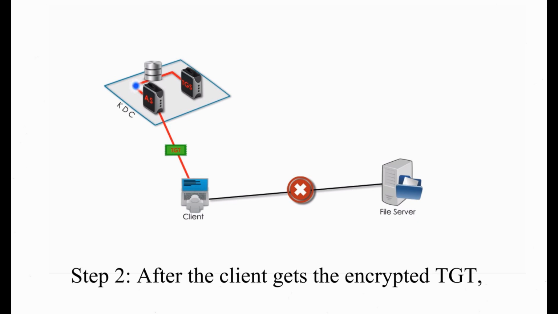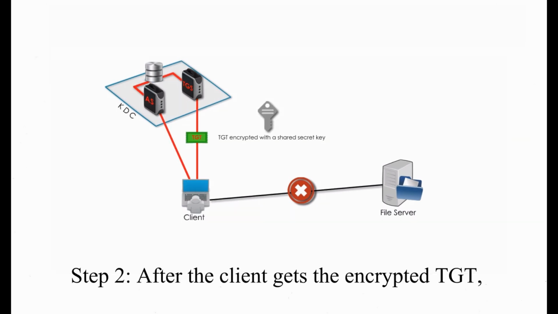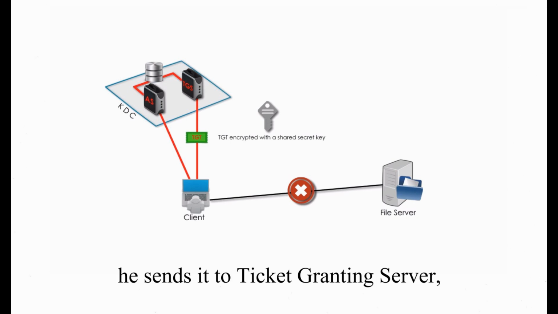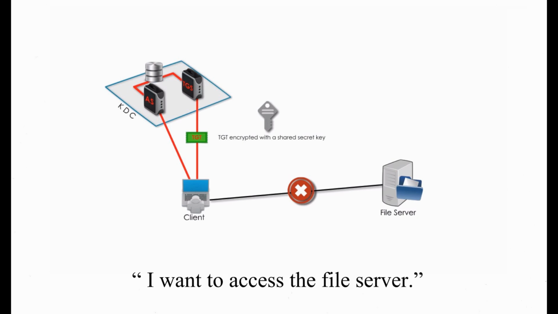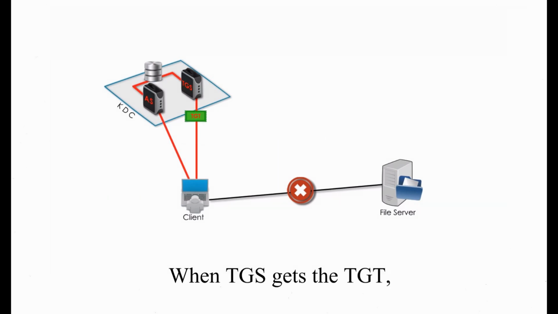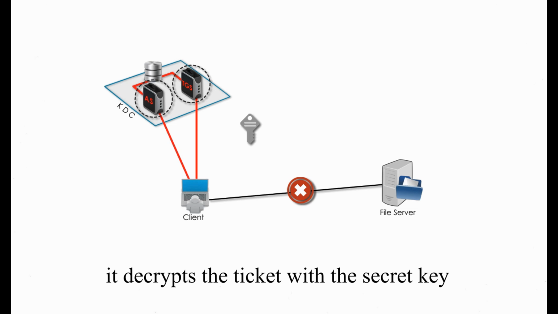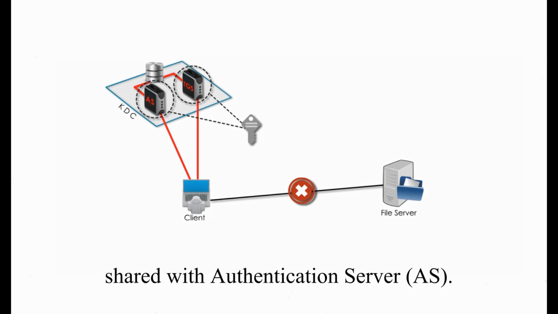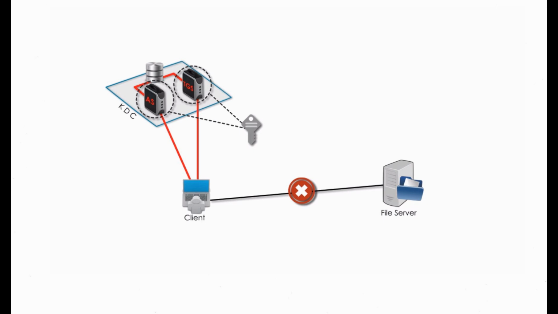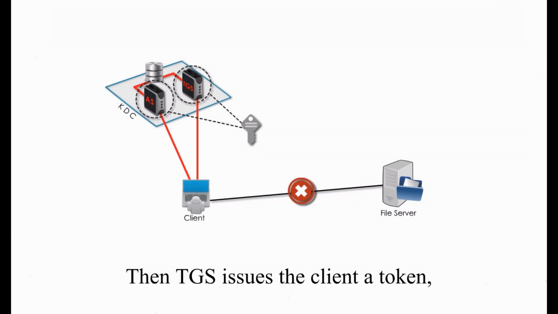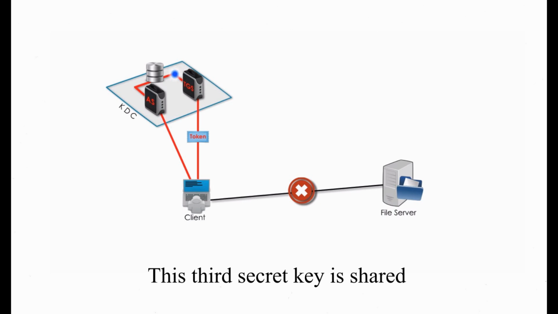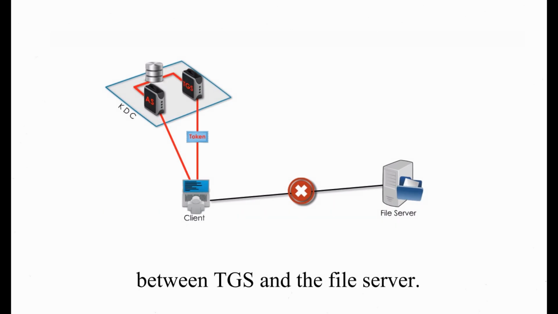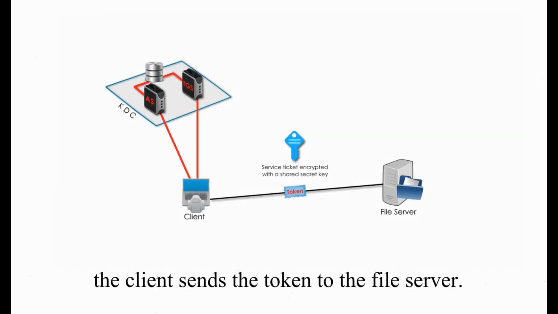Step 2. After the client gets the TGT, he sends this ticket to the Ticket Granting Server, along with his request, like, I want to access the file server. When the TGS gets the TGT, it decrypts the ticket with the secret key shared with Authentication Server. Then TGS issues the client a token, which is encrypted with another secret key. This third secret key is shared between TGS and the file server. Then the client sends the token to the file server.